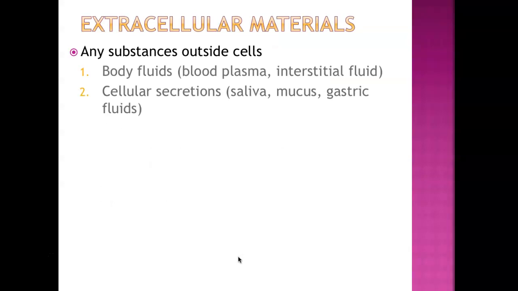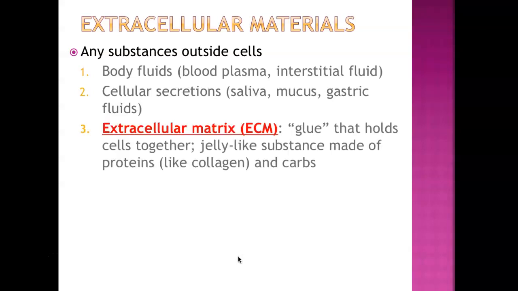Extracellular material is any substance that's outside the cell, like body fluids, blood plasma, and when we get to blood and blood vessels, I'll talk about those. Interstitial fluid, remember, is the fluid that has all the nutrients and stuff. Cellular secretions like saliva, mucus, gastric fluids. Those are just extracellular materials that sit outside of the cell. And then the other thing that is on the outside of the cell is the extracellular matrix, and that's the glue that holds cells together.